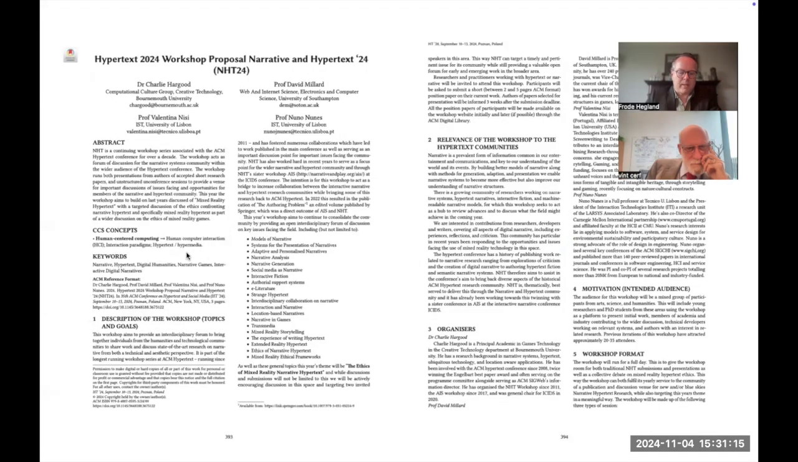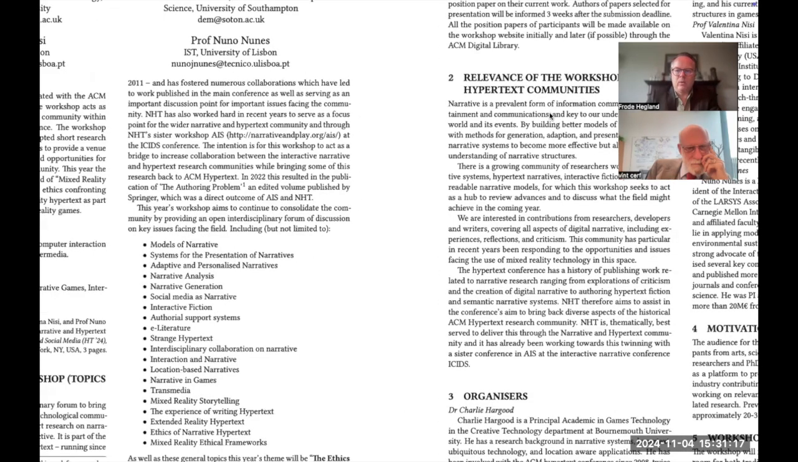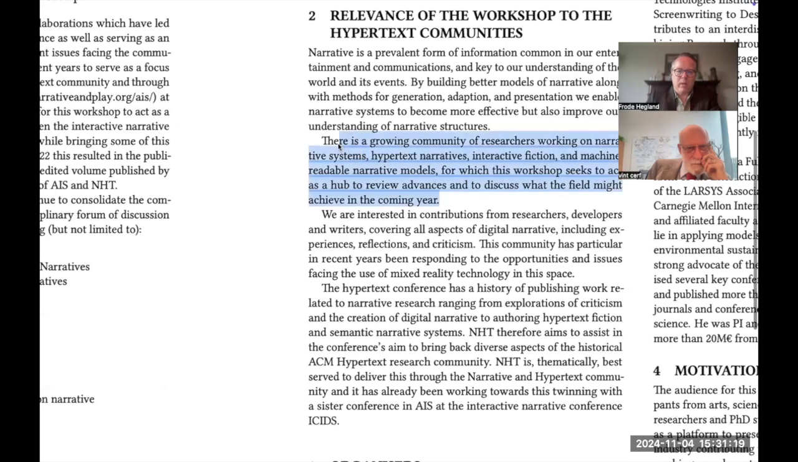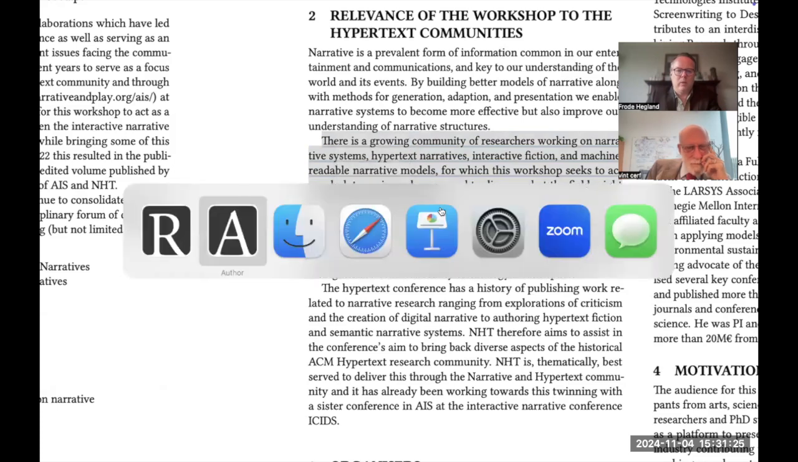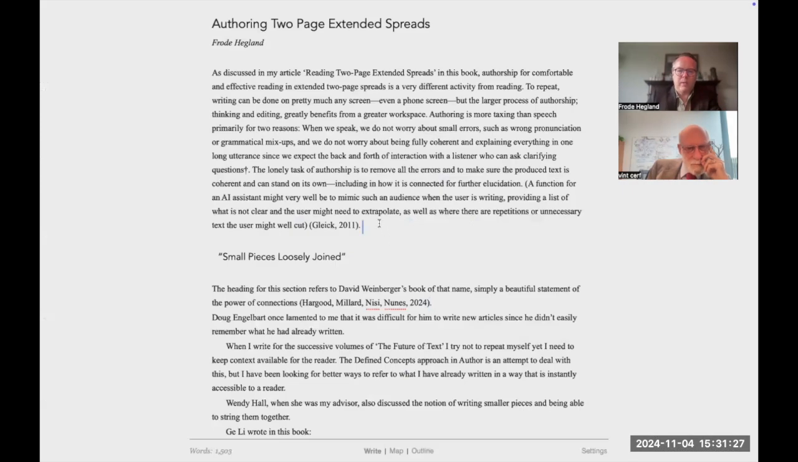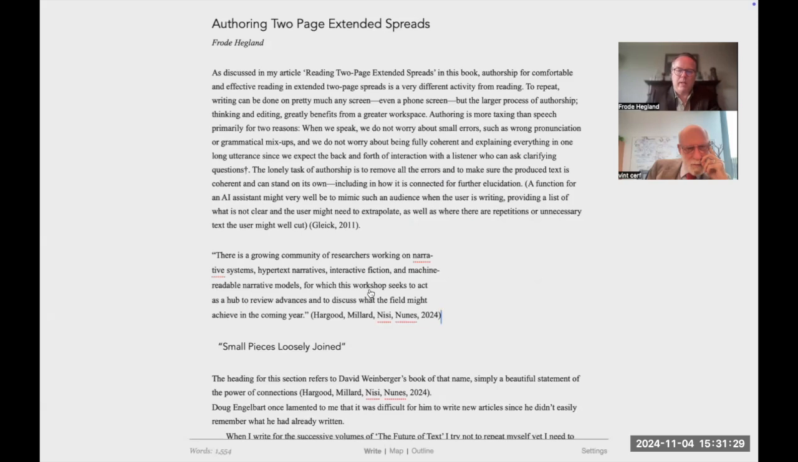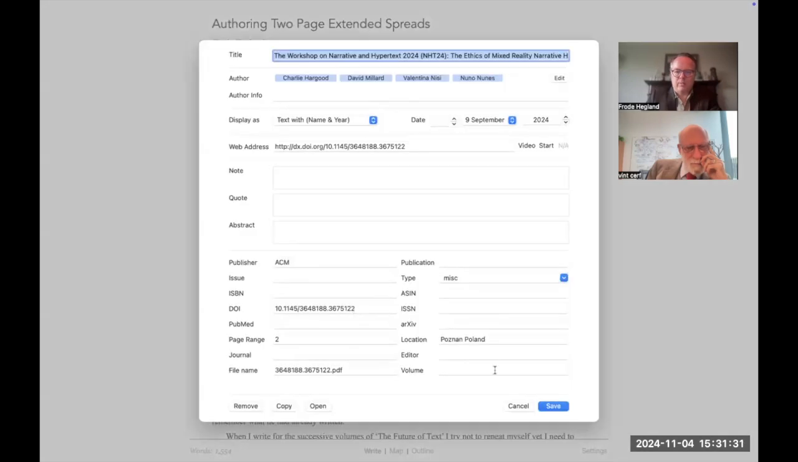If I select text, let's zoom in a bit, and it may very well have PDF issues, but that's okay. Copy quote, and then I'm going to give it some space, paste. So it adds the text plus the citation.